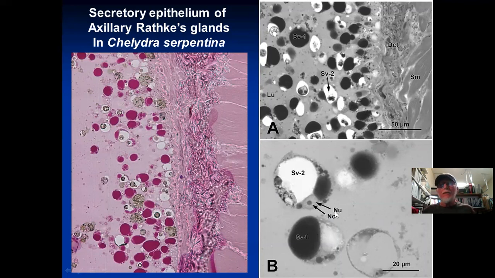So these cells are produced and then released from the epithelium. As they move away, they begin to break down and release their products into the interior of the lumen. Now, these are not from the alligator snapping turtle. These are from the common snapping turtle.